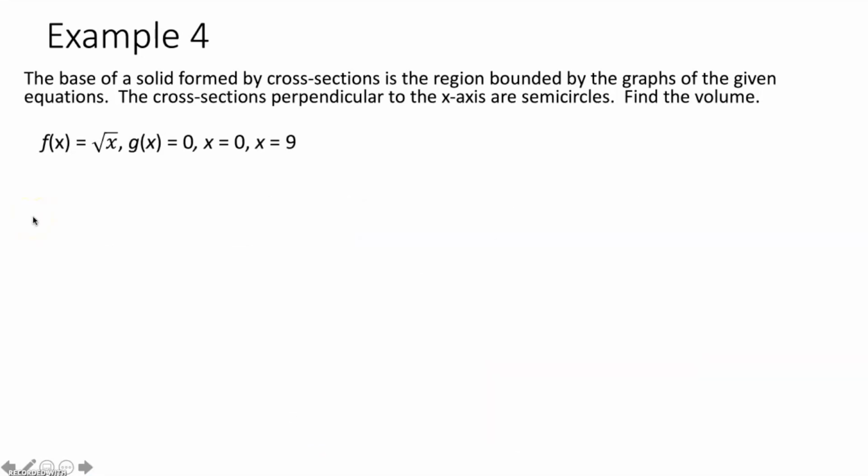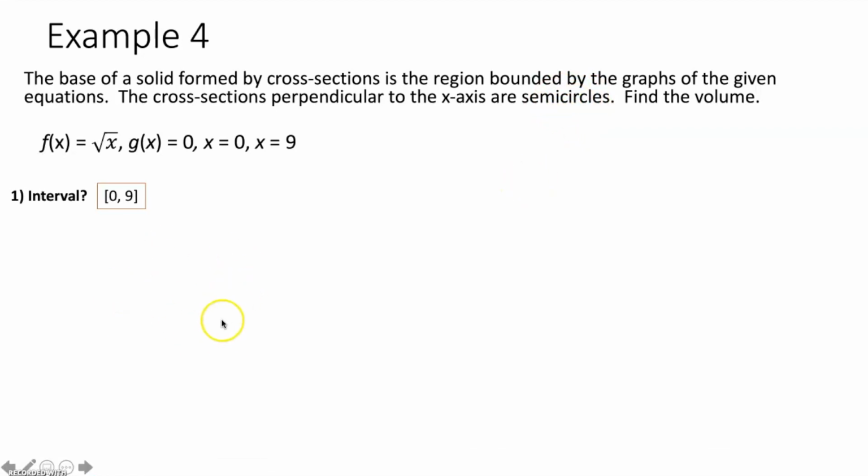In order to set up one of these definite integrals, the first thing we need to find is the interval on which we're going to integrate. What we just said, it's from x is equal to 0 to x is equal to 9. They give it to us in the problem. Next, we need to determine what is the area formula for our given cross-section. So our cross-sections are semicircles that are perpendicular to the x-axis. So the area formula for a semicircle is 1/2 pi r squared. So all we need to figure out is what is the radius of one of these semicircles.